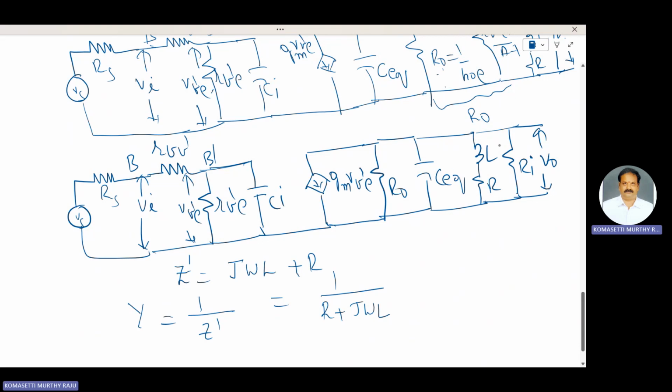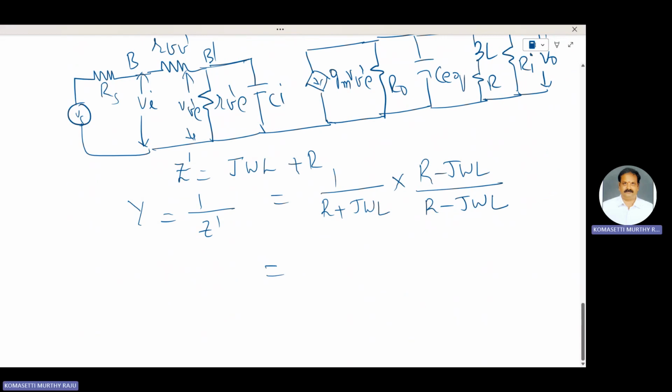Now I will concentrate on this branch. Series branch is converted into parallel branches. Rationalize this one with R minus j omega L by R minus j omega L. That is equal to R minus j omega L over A plus B into A minus B, A square minus B square. That is R square minus j square omega square L square, j square is minus 1, minus into minus plus, that is omega square L square.